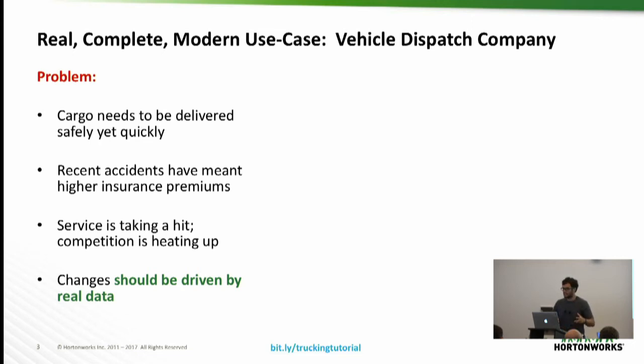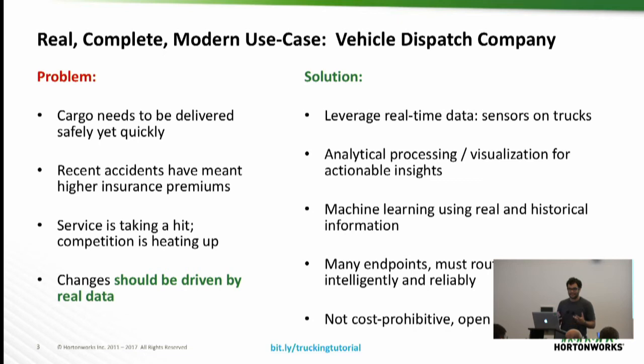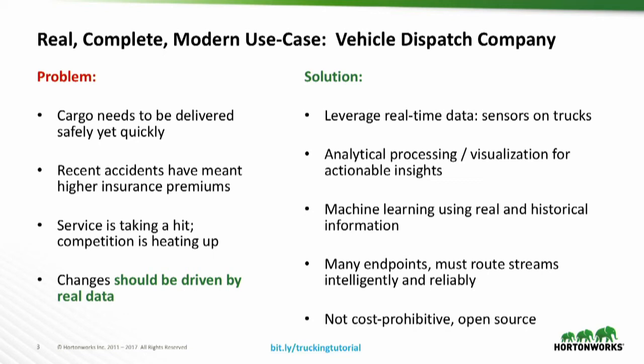They have a hunch as to what they want to do, but company changes shouldn't be driven by hunches. They should be driven by real actionable data. And so the solution would be to leverage actual real-life data coming from their trucks or their drivers. What that means is installing sensors on trucks. You want to be able to perform some analytical processing to figure out what actions need to be taken on a driver or on a truck. That's prescriptive analysis, but you'll also want to do predictive analysis so that you can stop these accidents from happening in the first place.